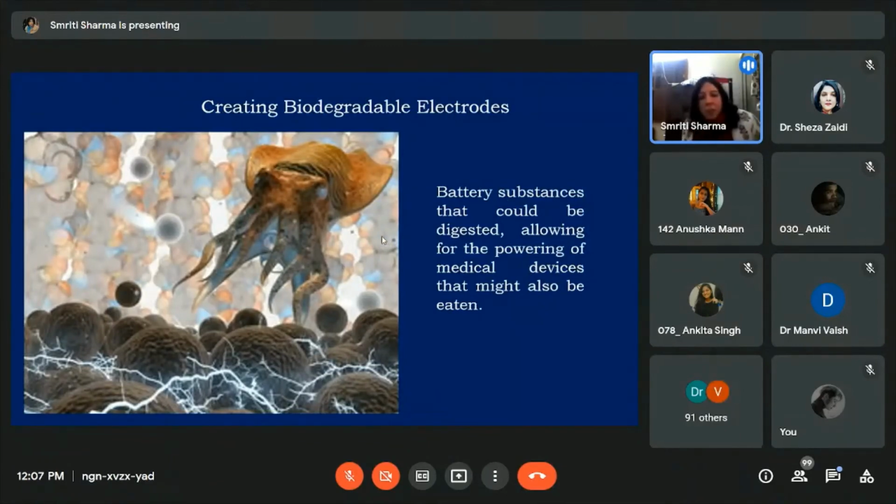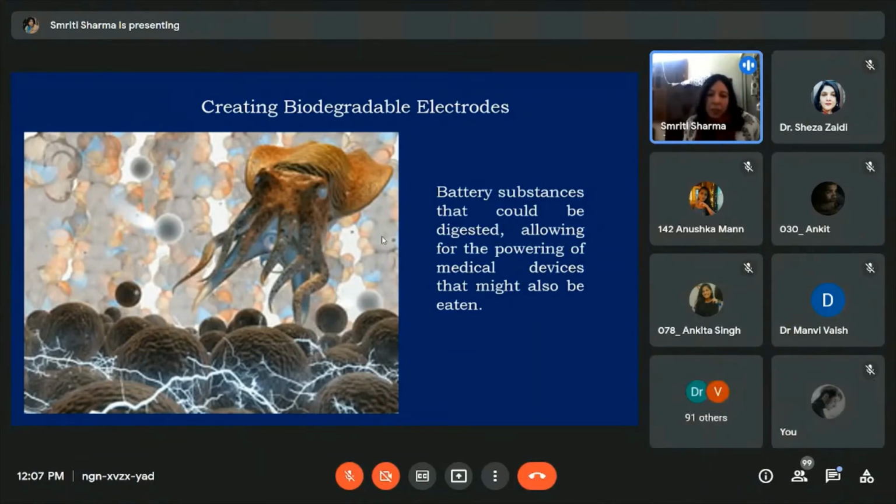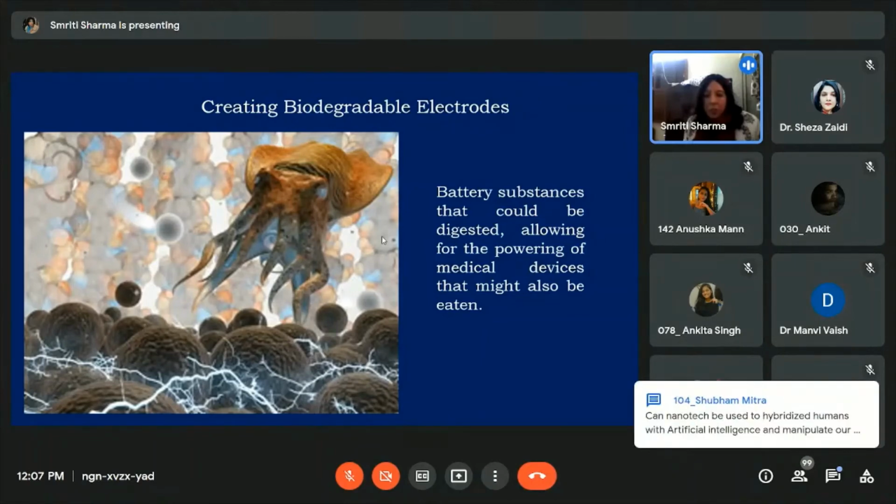A major problem with batteries is that they are very important and used in almost all devices, but they are a major cause of pollution also. So, using nanotechnology, they've developed biodegradable electrodes. Those could be digested on their own.